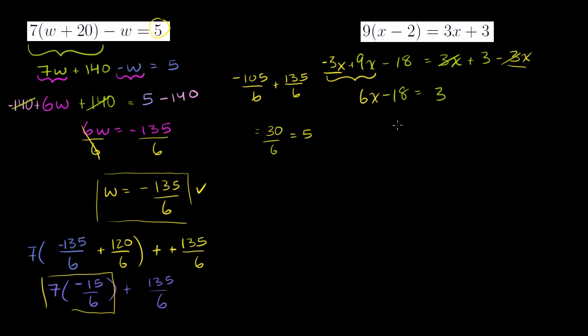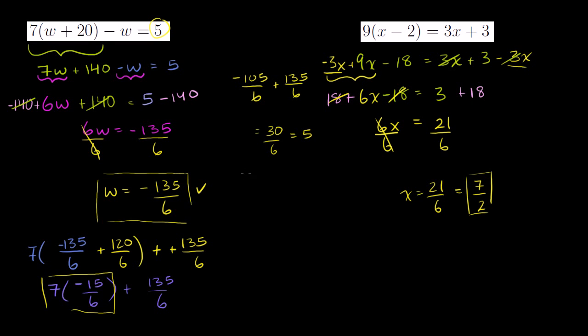Now, there's multiple ways you could do this. Let me just do it the most traditional way. We could add 18 to both sides, so that the 18 disappears from the left-hand side. So then you are left with 6x, right? These two cancel out, is equal to 3 plus 18, which is 21. Divide both sides by 6. You get x is equal to 21 over 6. Or if you divide the numerator and the denominator by 3, you get 7 over 2. And you are done.